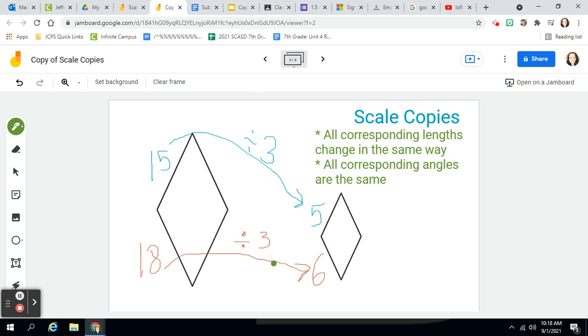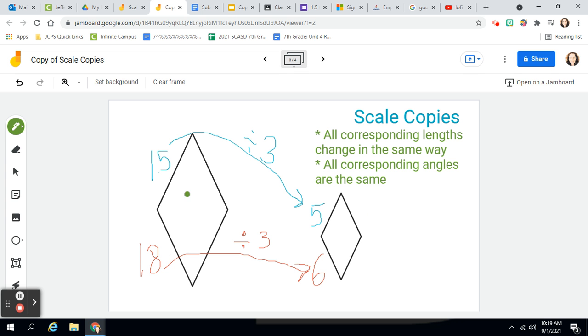And finally, let's look at this one. I chose these two diamonds because I wanted to show you, in this case, the diamond going from a larger diamond to a smaller diamond. A lot of students will say, okay, here's a 15 side length, and it changes to a 5. That's dividing by 3, which is true. And this side length is 18, and it goes to 6, which means it's also divided by 3.